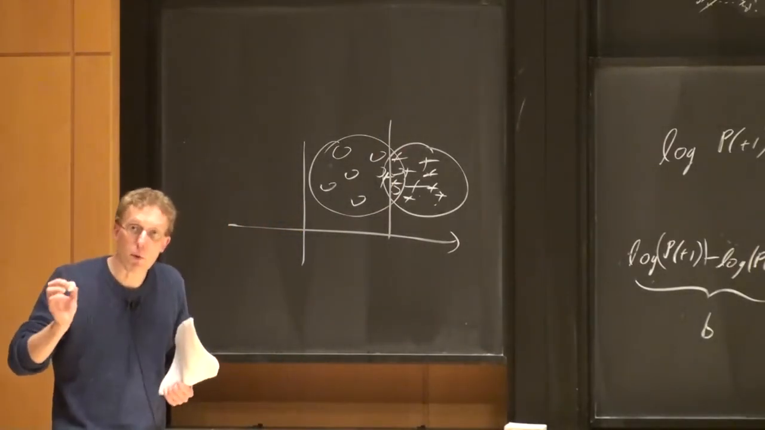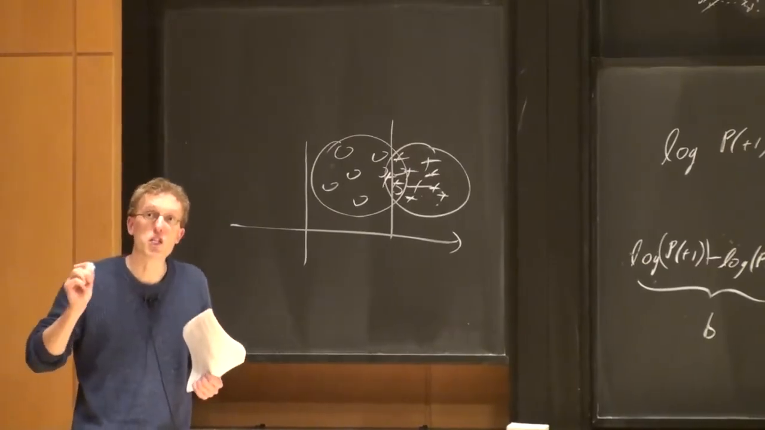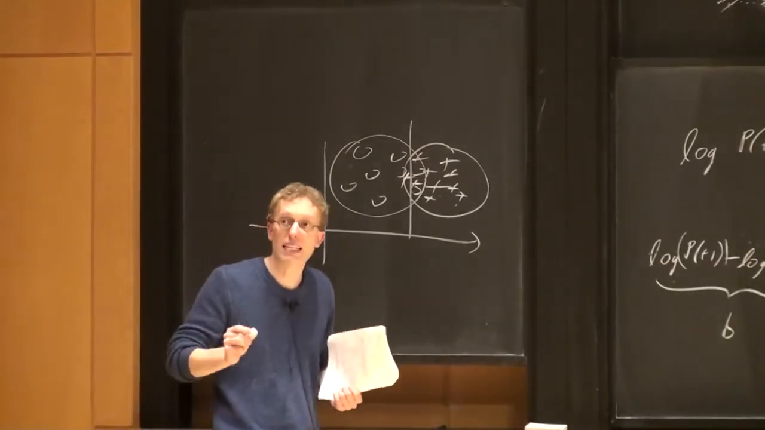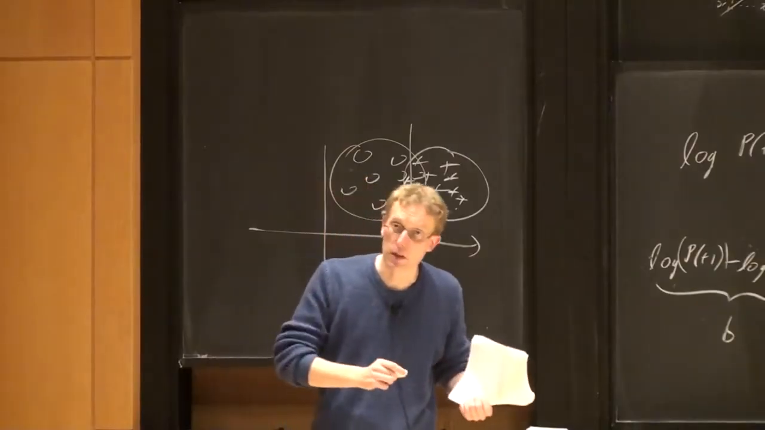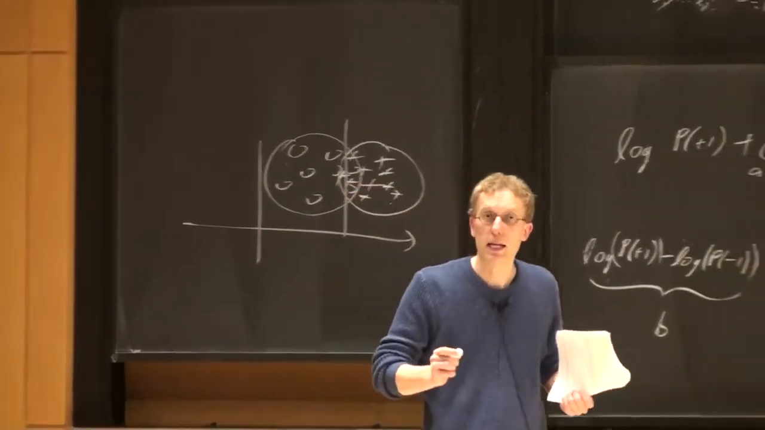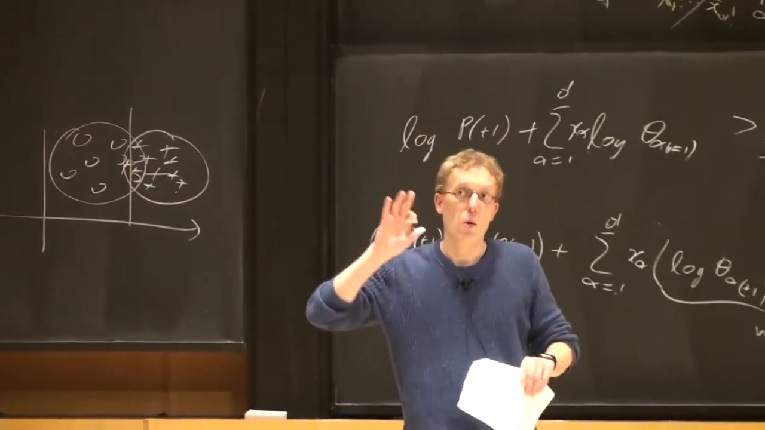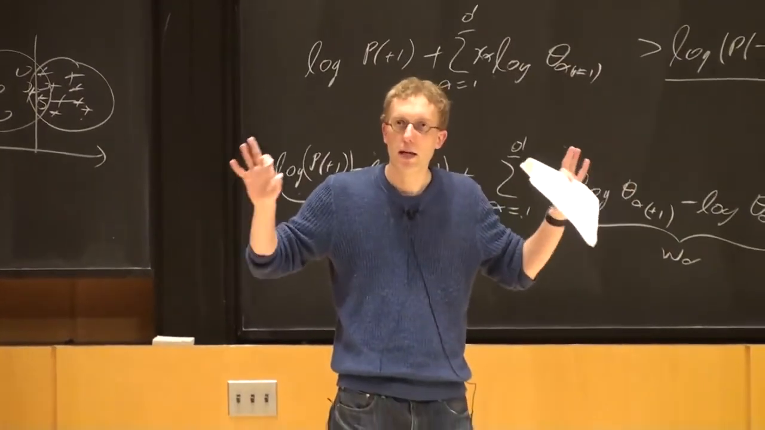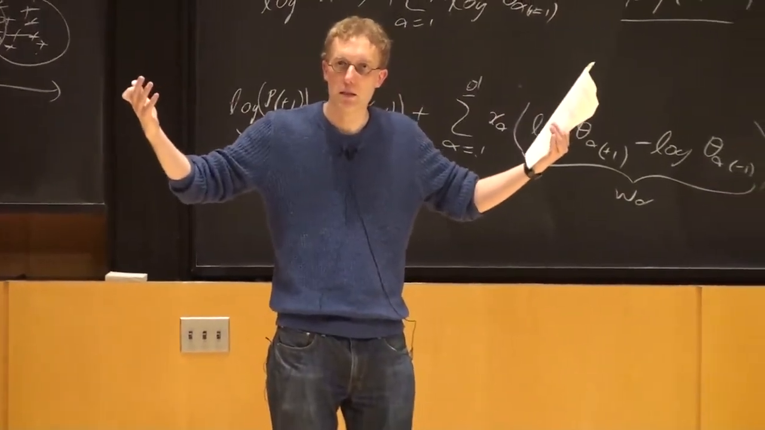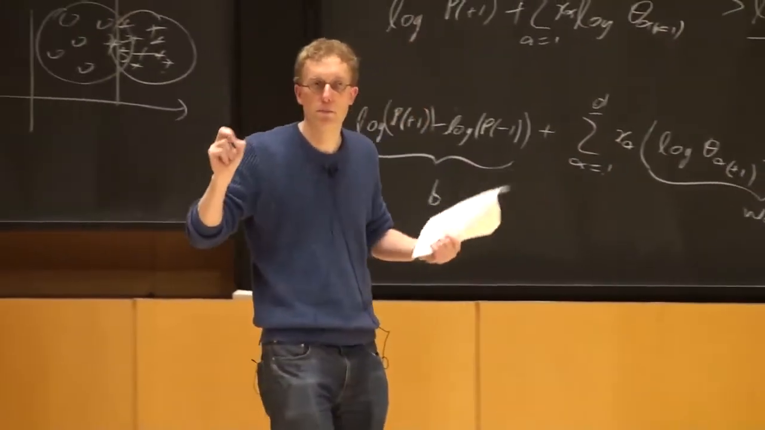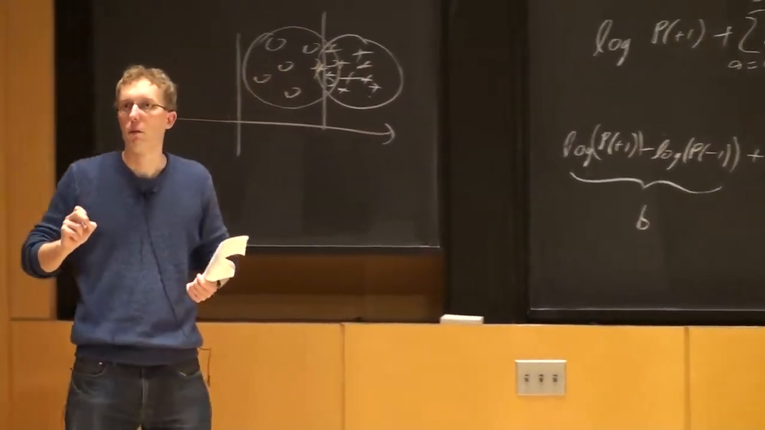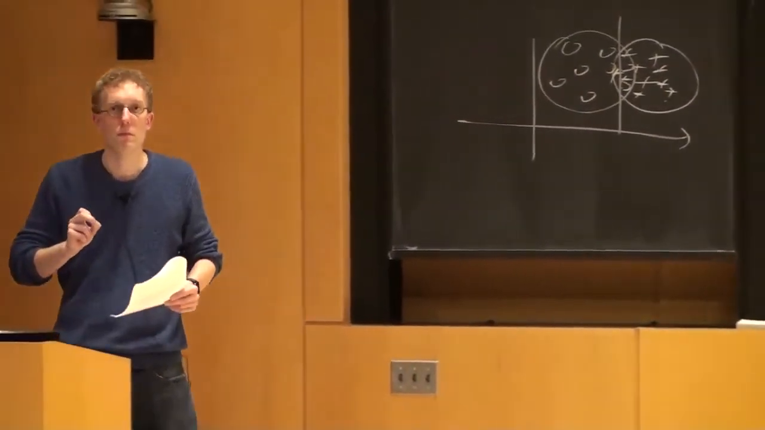But that's a very important distinction to make. It does not find a hyperplane that best separates the positive from the negative points. It finds the hyperplane that best separates one distribution from the other, and it fits these distributions from the data. So that's an important distinction to make. Any questions?